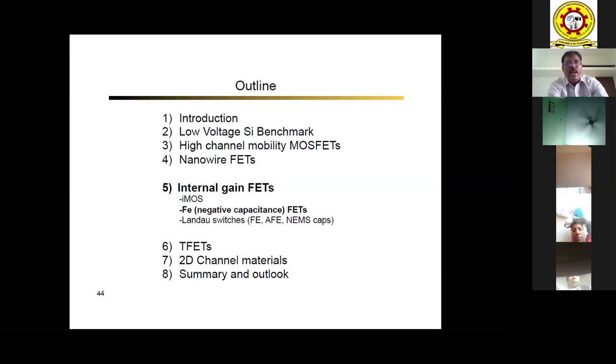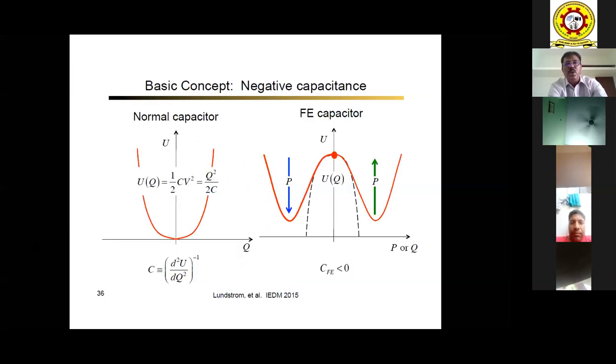Okay, internal gain FETs. I CMOS is, as I said, internal gain MOSFETs. Then in that there is one ferroelectric FETs, and then some other NEM. This is actually going more towards the mechanical field. So here you have a negative capacitance as well.